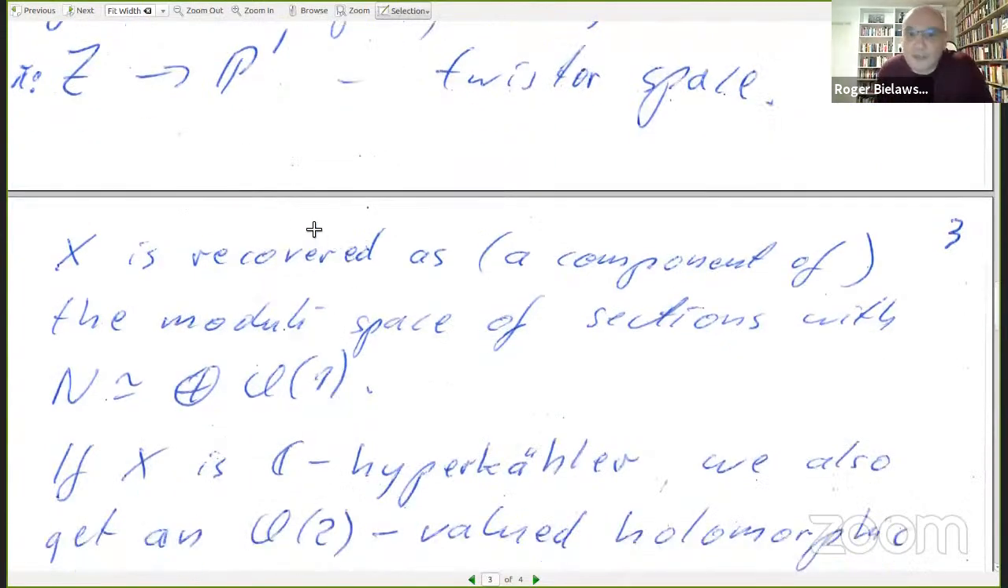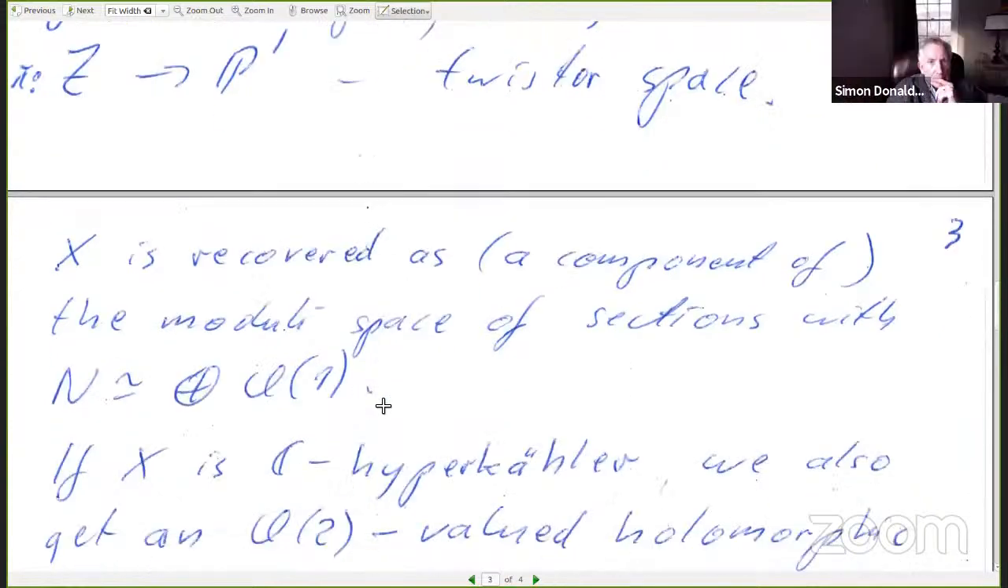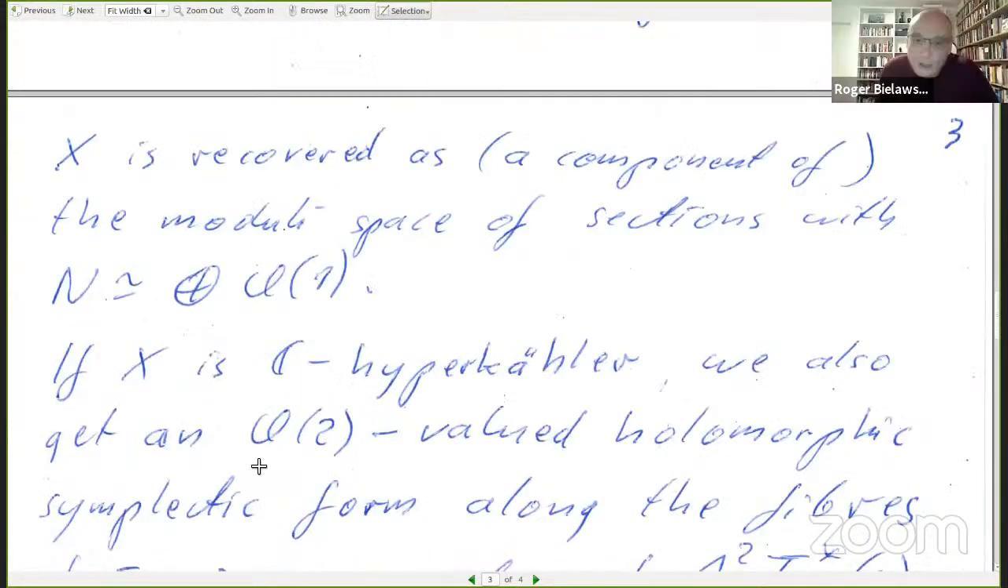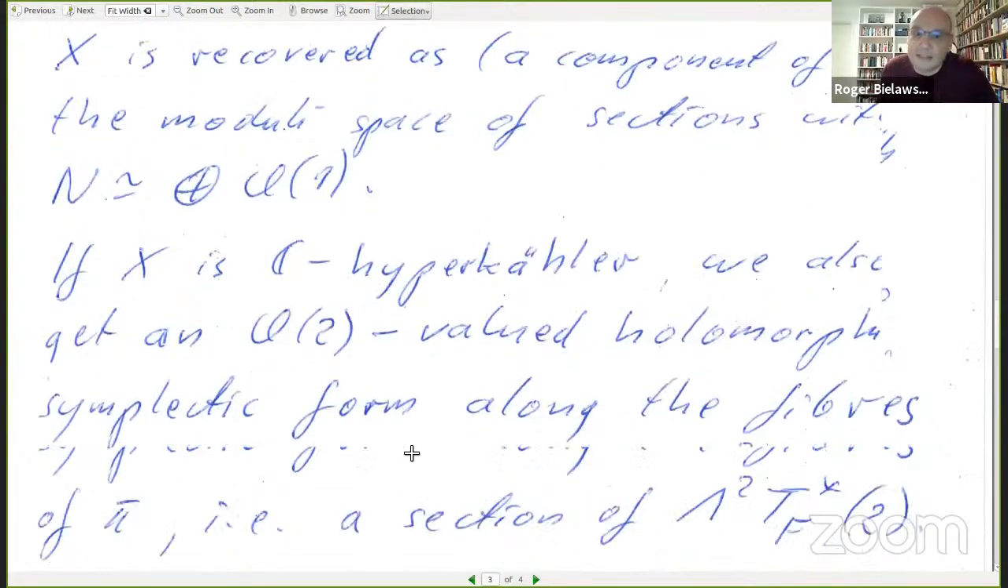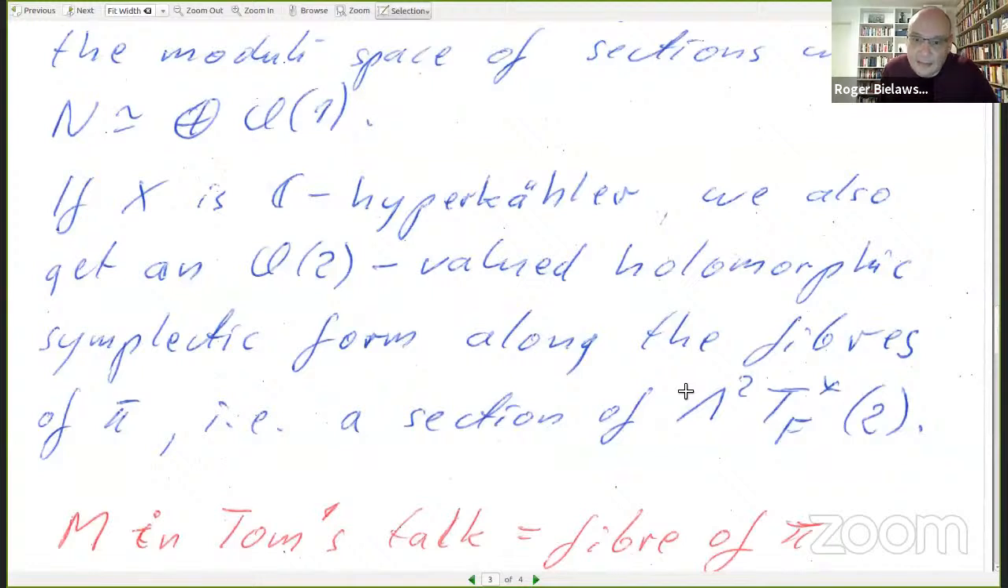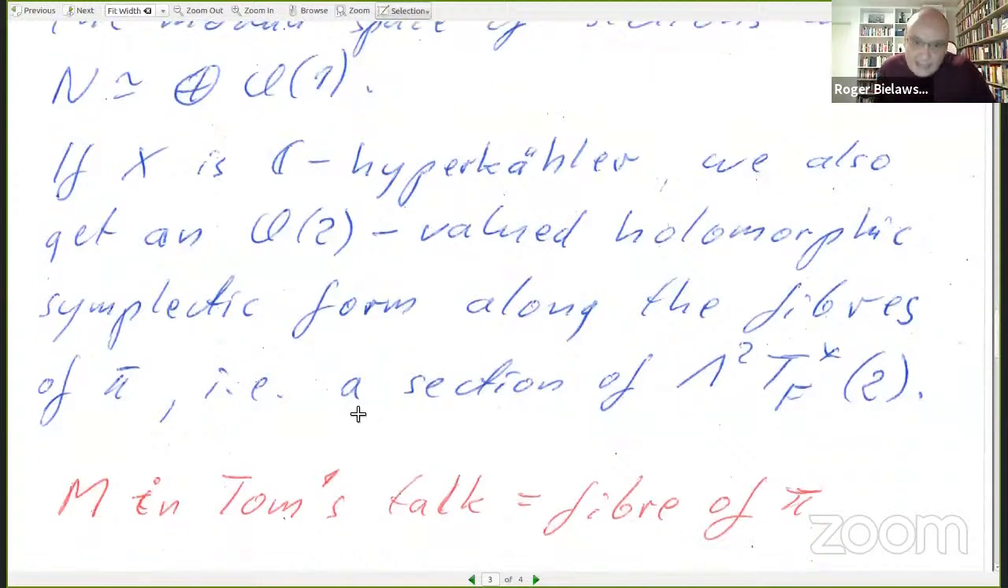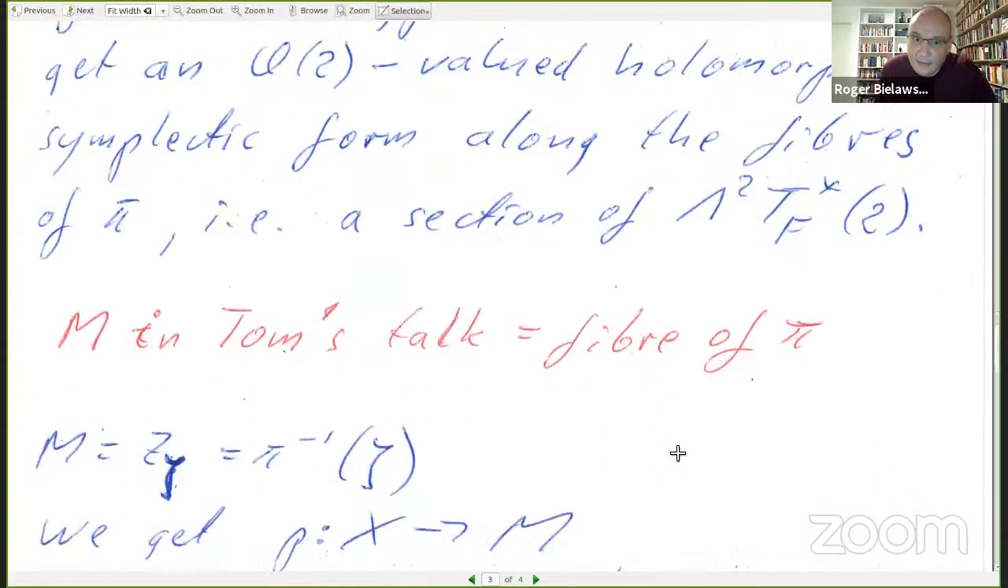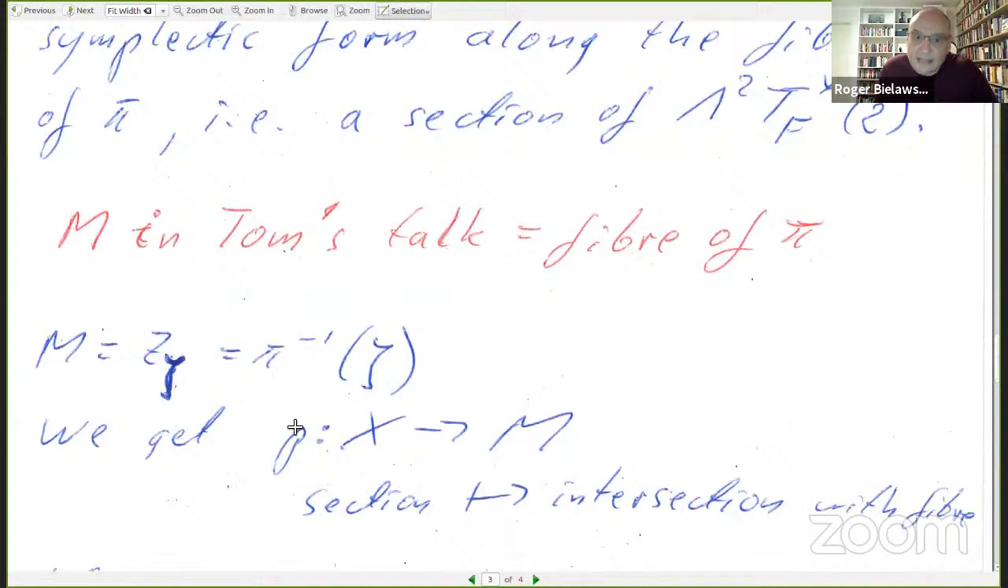Okay, so this actually works already for the complex hypercomplex. If X is complex hyperKähler, then what we also have is an O(2)-valued holomorphic symplectic form along the fibers of this twistor projection. So this M, which occurs in Tom's talk, is actually one of the fibers of the twistor projection. He chose one complex structure, and this was a fiber. And we get this projection from X to M by sending the section of the twistor space to the intersection with this fiber.